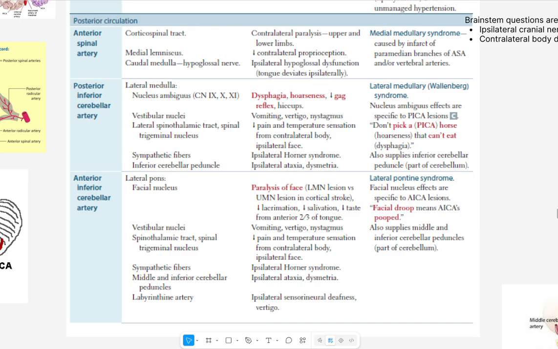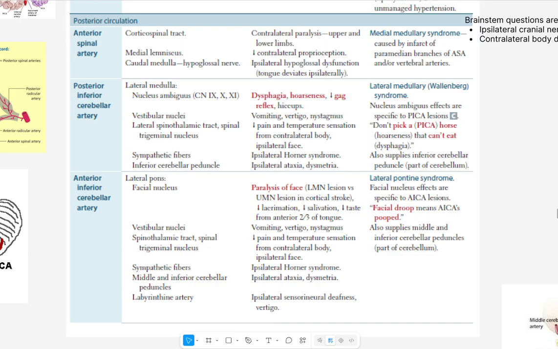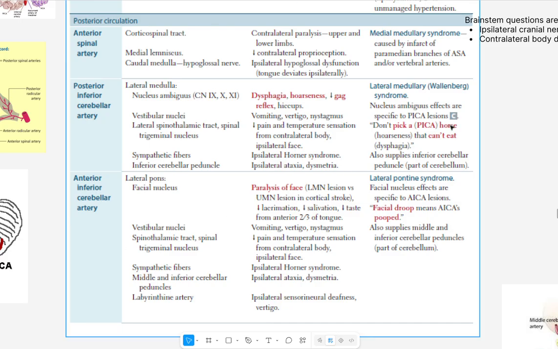When we talk about the posterior inferior cerebellar artery, by the way, this is known as PICA, and this is known as AICA as a short form. Right, so the posterior inferior cerebellar artery is the most famous stroke, by the way. It supplies the lateral medulla. Remember this line: don't pick a PICA horse that can't eat, right?